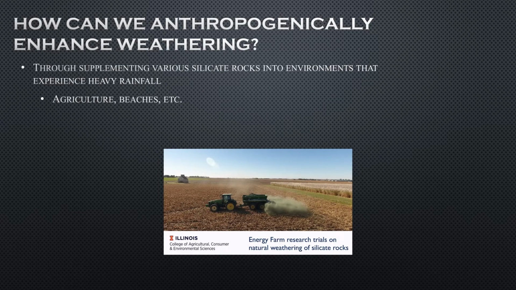Now, how can we anthropogenically enhance this type of weathering? We can enhance it by spreading and supplementing silicate minerals into regions of high weathering activity, such as high rainfall, to speed up the process described in the previous slide and accelerate the rate of carbon dioxide absorption from silicate rocks.